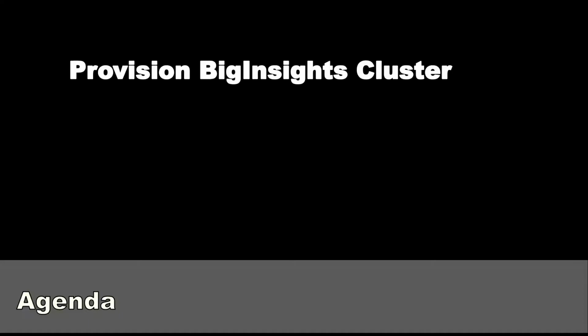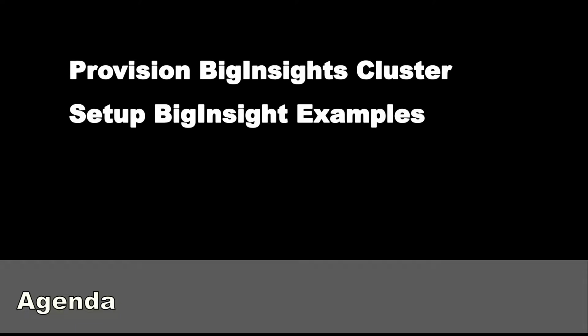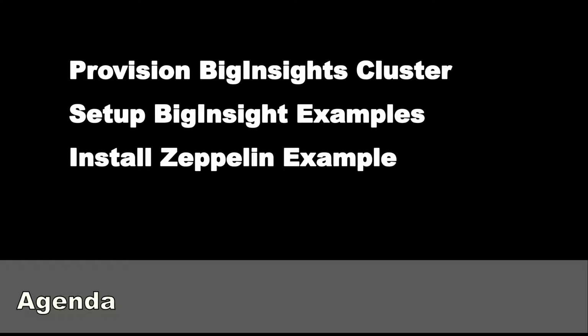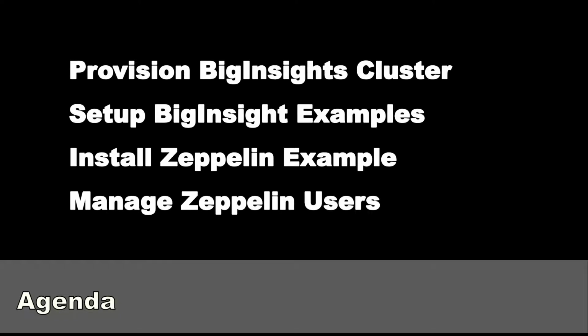We're going to break this down into 4 main steps. First, we're going to provision a BigInsights cluster. Next, we're going to obtain a repository of BigInsights examples and set that repository up. We're going to install the Zeppelin example from that repository, and then we're going to configure Zeppelin to add some user accounts.